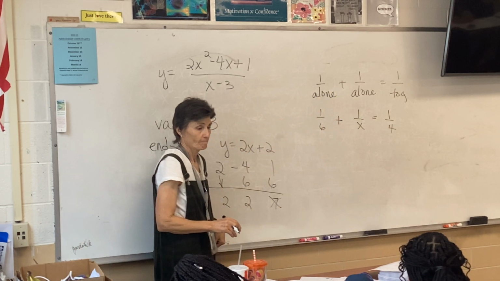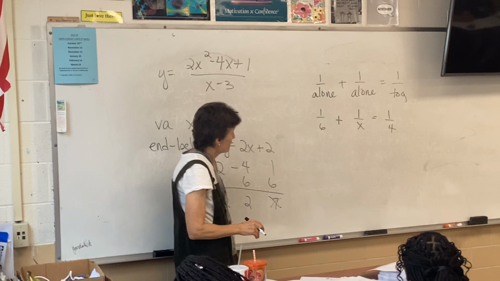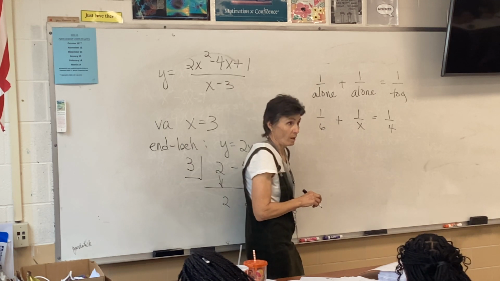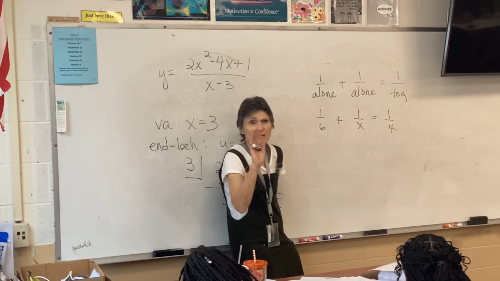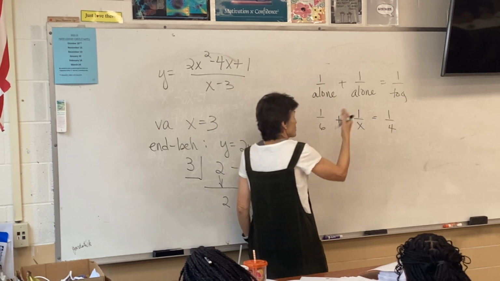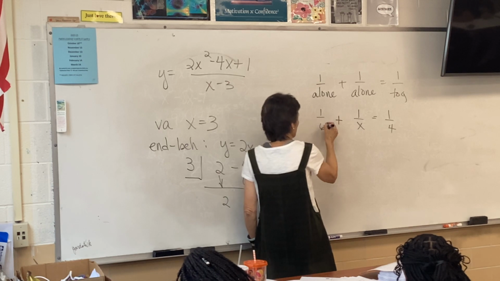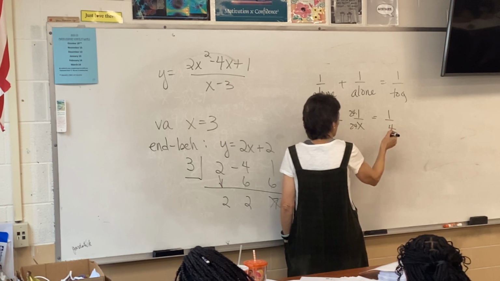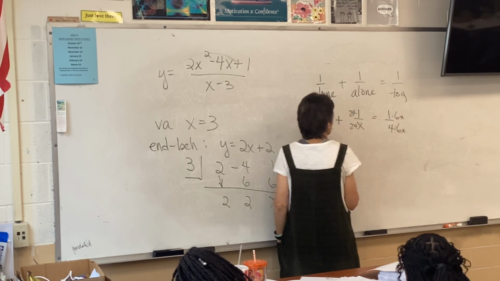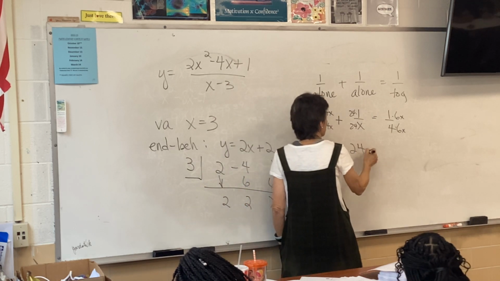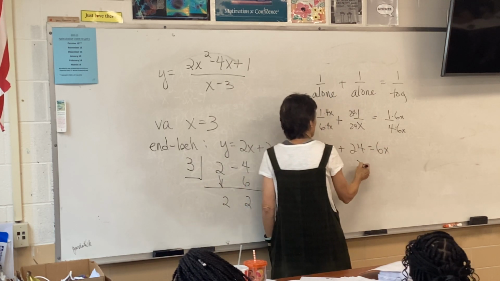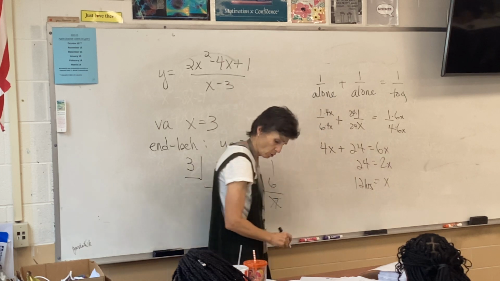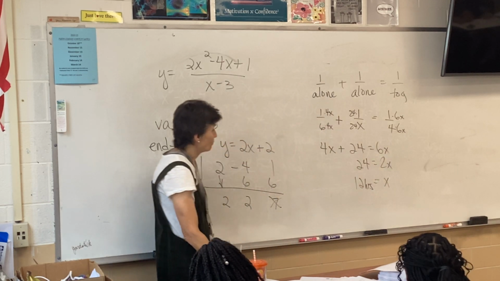Our common denominator? 24x. 24x will work, so will 12x, so will 36x. There's a ton of them. It doesn't matter. Just make them match. So if I use 24, then I'm going to have to multiply this one by 4x, this one by 24, and this one by 6x. So 4x plus 24 equals 6x. 24 equals 2x, and x equals 12 hours. So it takes Bo 12 hours to do the homework.